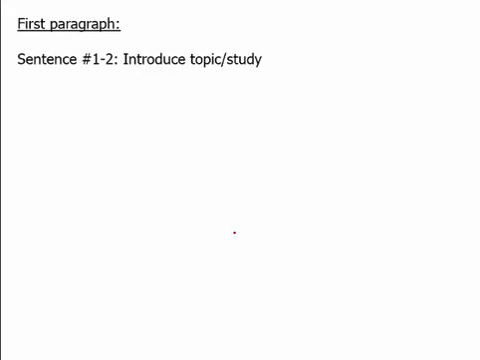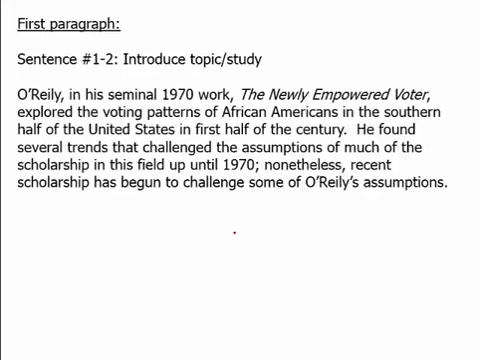The first paragraph of a GMAT passage is going to consist of a sentence or two in which a topic or study is introduced. Here we have a study by O'Reilly, and it is exploring the voting patterns of African Americans in the southern half of the United States in the first half of the century. That is the topic introduced. There's a little bit more, though.